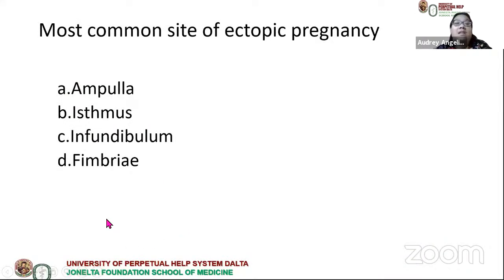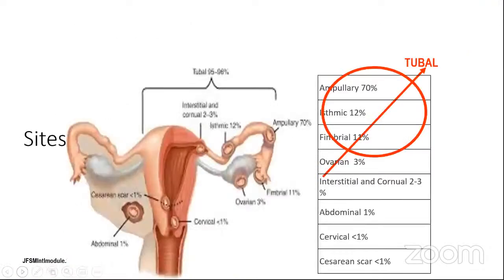Favorite question, be it in the boards, etc., or your ectopic exams, would be sites of your ectopic pregnancy. And what is the answer for this one? Is it the ampulla, isthmus, infundibulum, or fimbriae? Ampulla po. Okay.